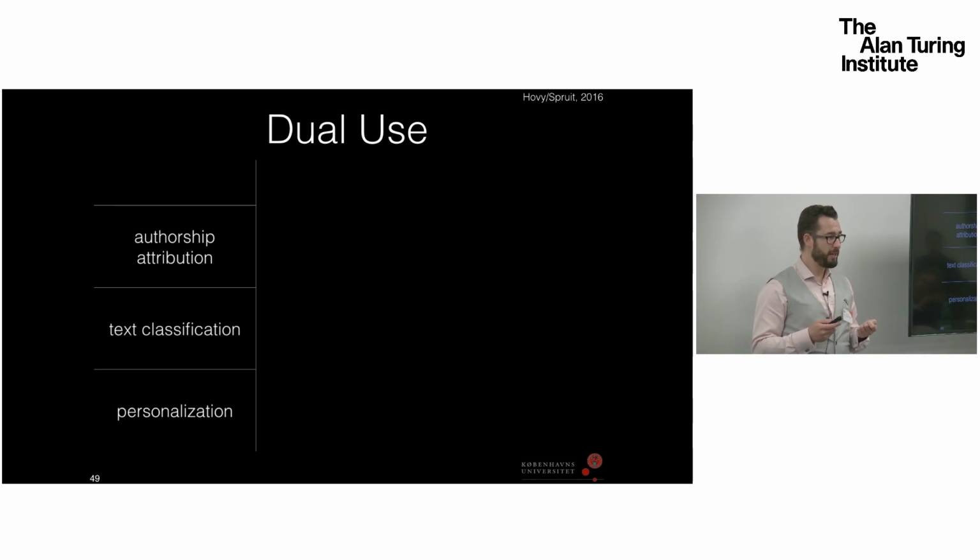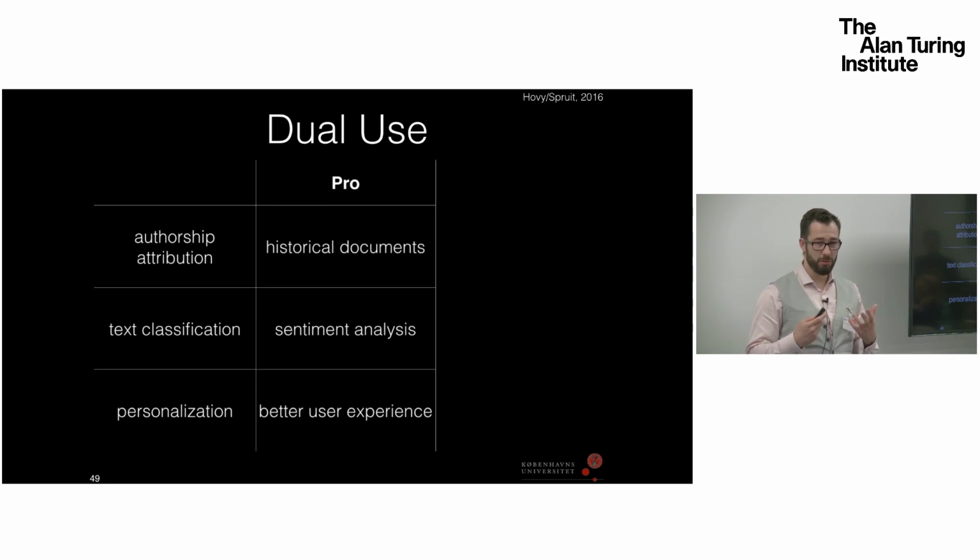We have a lot of great NLP technologies, right? Authorship attribution, text classification, I've shown you a couple of examples here, personalization tools, and they can be used for great purposes, right? We can look at historical documents and decide whether something was written by Shakespeare or not. We can do sentiment analysis and find out whether people like our new product. And we can improve the user experience on Google, Facebook, whatever, by personalizing it to their specific niche.